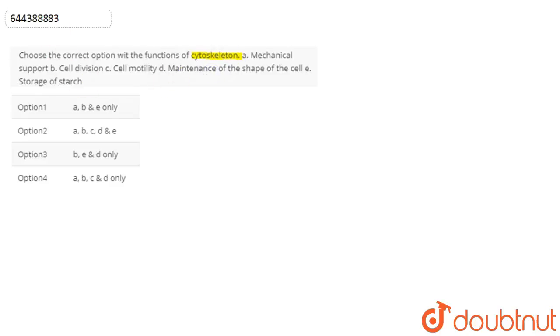In this question, we are asked to choose the correct option with the function of cytoskeleton. The functions given are: A, mechanical support; B, cell division; C, cell motility; D, maintenance of the shape of the cell; E, storage of starch.